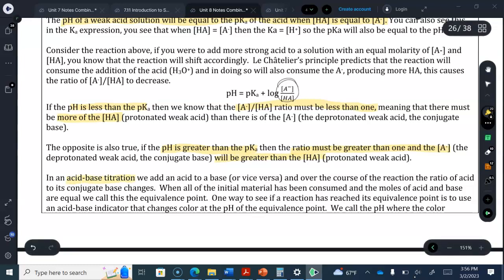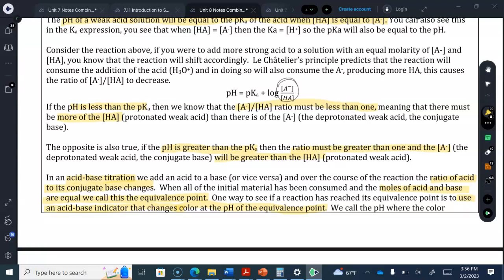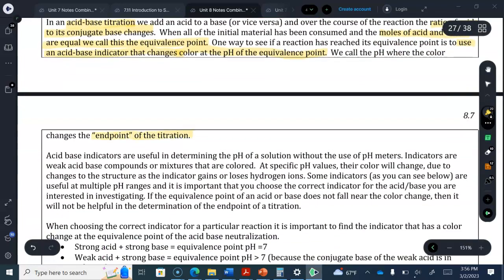So in an acid-base titration, we add an acid to a base or vice versa, and over the course of the reaction, the ratio of acid to its conjugate base changes. When all of the initial material has been consumed and the moles of the acid and base are equal, we call this the equivalence point. One way to see if a reaction has reached this equivalence point is to use an acid-base indicator that changes color at the pH of the equivalence point. We call the pH where the color changes the end point of the titration.